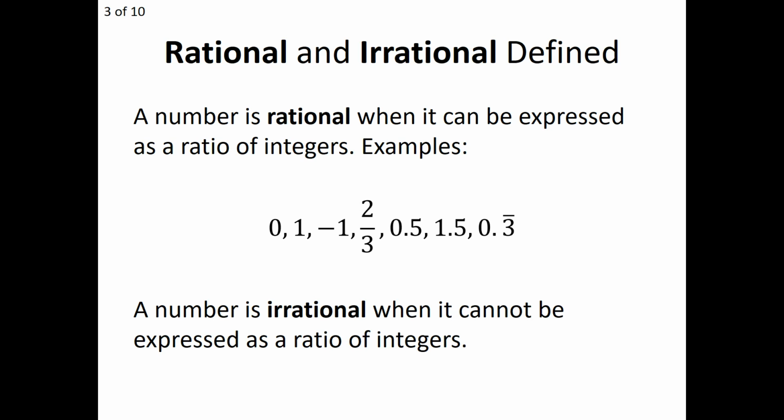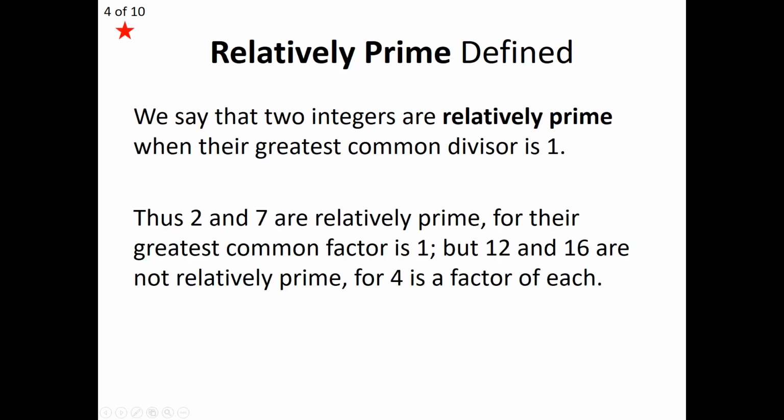Now, before we get into the proof, we have to continue with some of our definitions. The next is the definition of what it means for two numbers to be relatively prime. When I say two integers are relatively prime, that means the greatest common divisor between the two is 1. The only number that will divide out of both numbers is 1. That is what we call relatively prime.